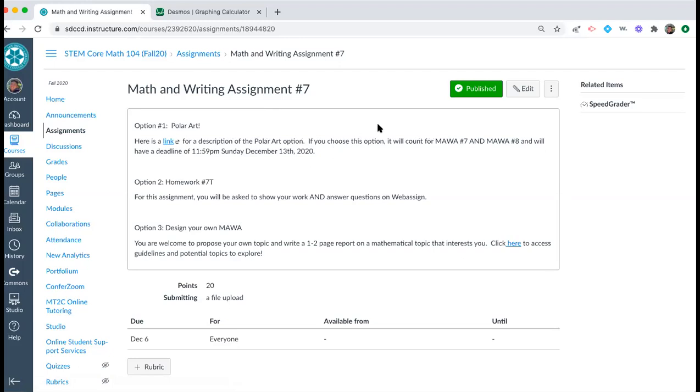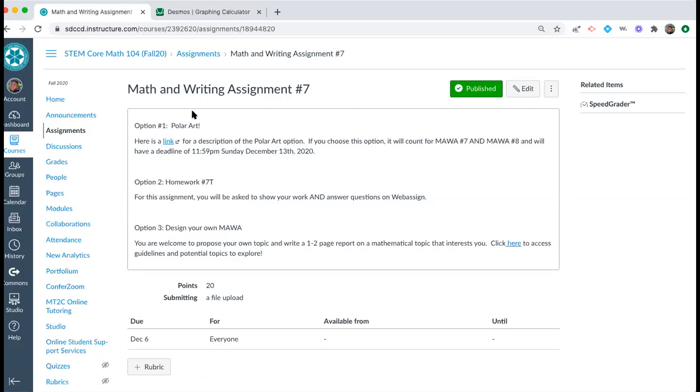Okay? So think about this as you get closer to the end of the semester: if you're feeling really burned out, especially a lot of us who've been going since August, this is a really intense course. So there is this option to take a look at some playing around in Desmos and making some pretty things. And that is a perfectly fine way to finish off the last two math and writing assignments, okay? Take a look at that.